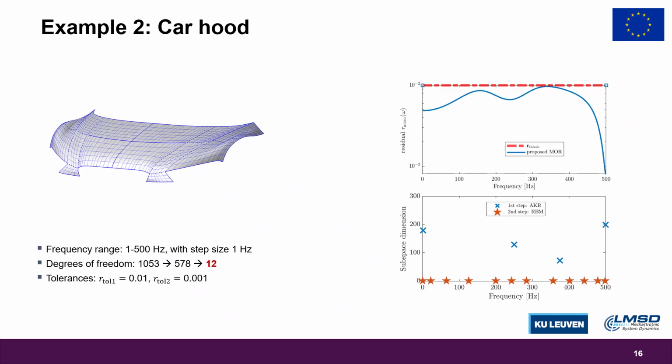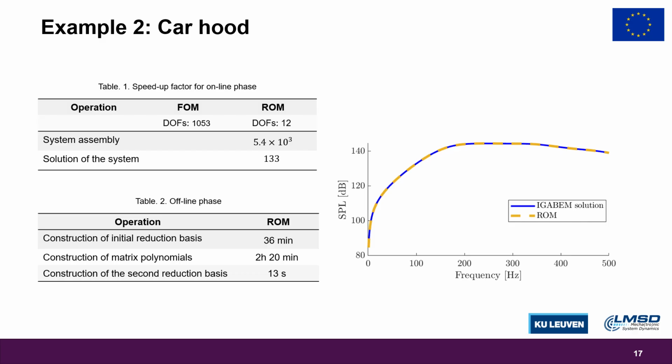And for this case, the residual is below our threshold. For the construction of the initial reduction basis, we need 7 full system assemblies. And as you can see, the reduced order model is nearly identical to the full order model.